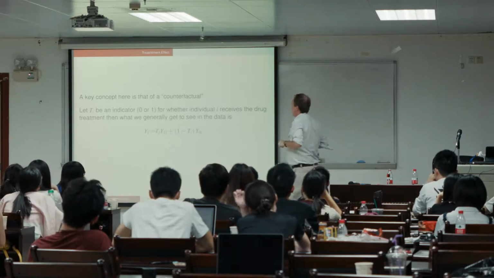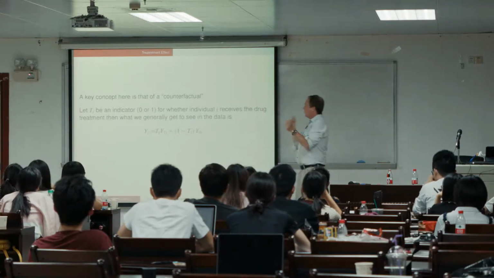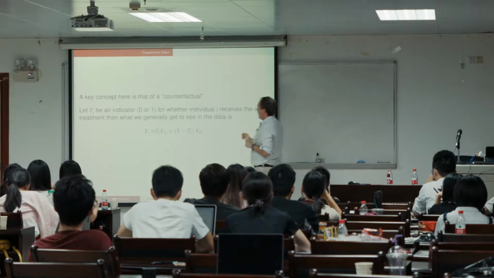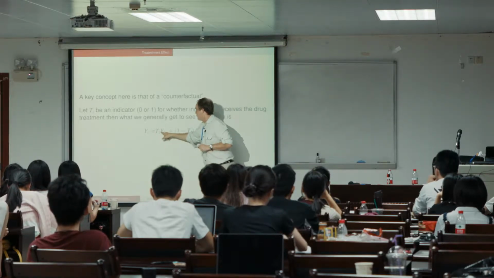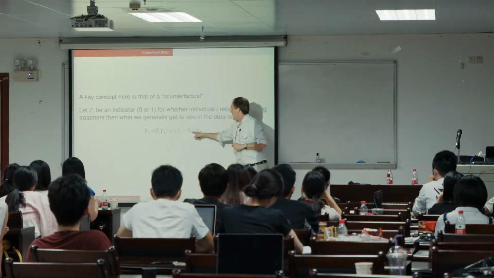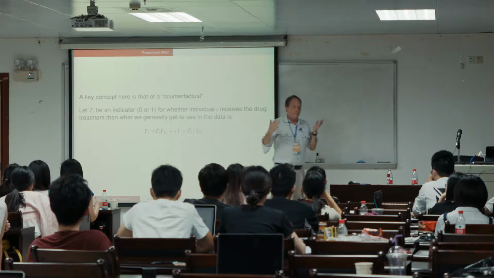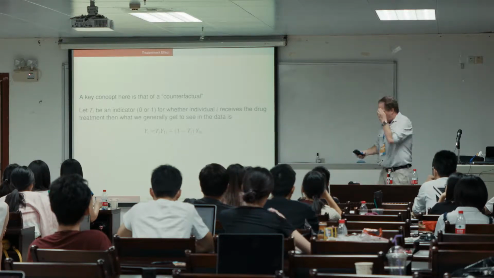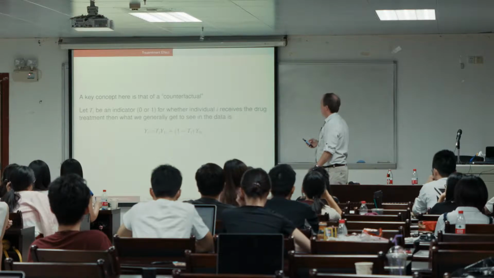So the outcome that we're going to see is going to be Yi. Ti is going to be a dummy variable, so it's either 1 or 0. Y is going to be your outcome under the drug if you receive the drug, and your outcome without the drug if you don't receive the drug. Okay, so that's a basic framework that a lot of the econometrics in this is built around.